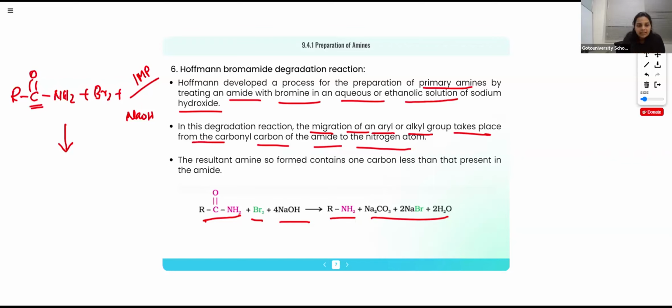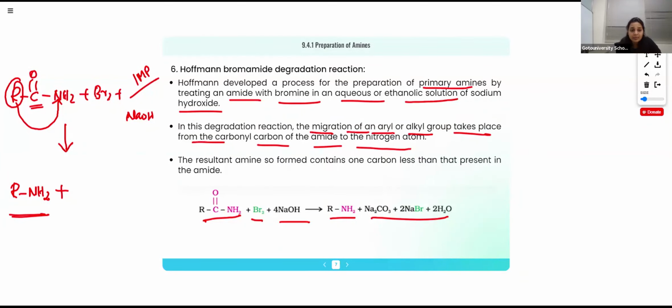Then what will happen? This is the compound, right? So this R group will migrate to nitrogen. Now this R group is connected to the carbonyl CO group. During the reaction, this R group will migrate to nitrogen. So what is the product? R NH2. This is the required product, which you got because of the migration of this alkyl group towards the nitrogen.